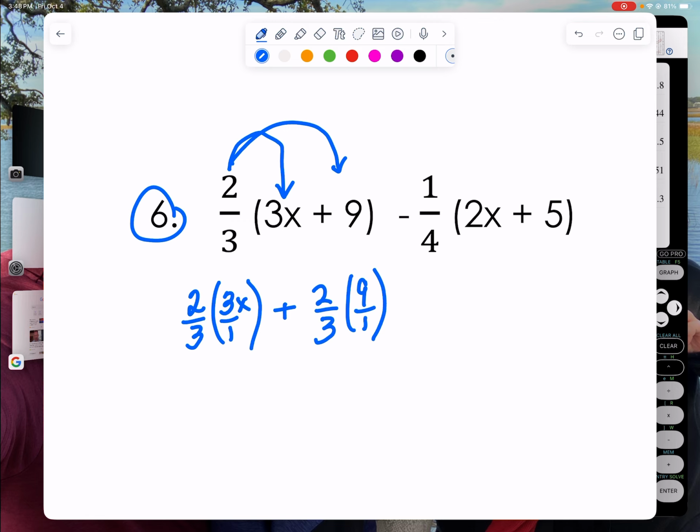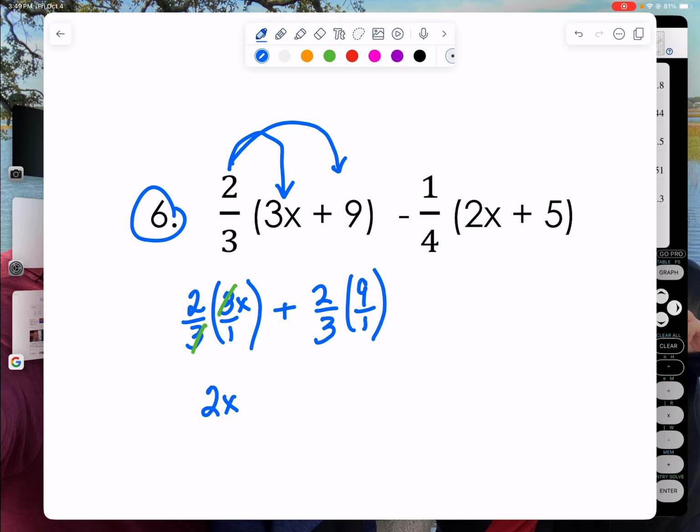I think I'm going to go ahead and simplify that, if that's okay with you guys. I'm going to cancel out. I had 2/3 times 3x. Do you see how the 3 on the bottom and the 3 on the top cancel out? So I wind up with the first one is just 2x. So 2/3 times 3x just gives me 2x.